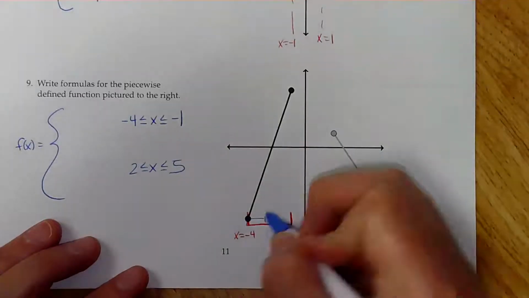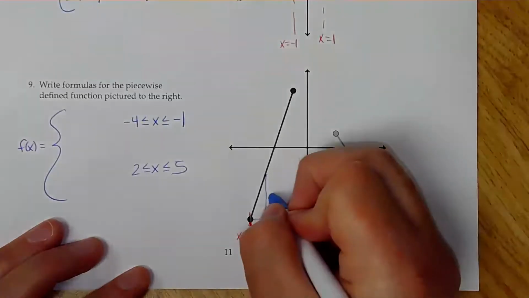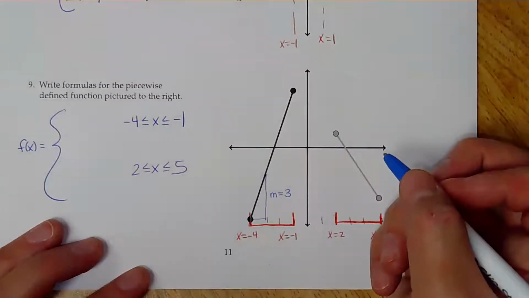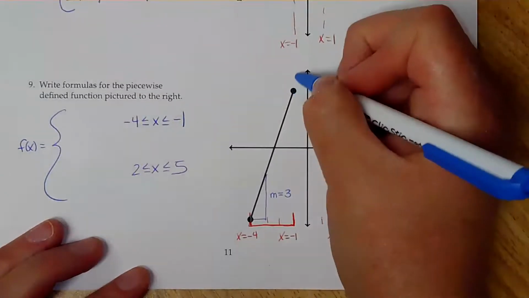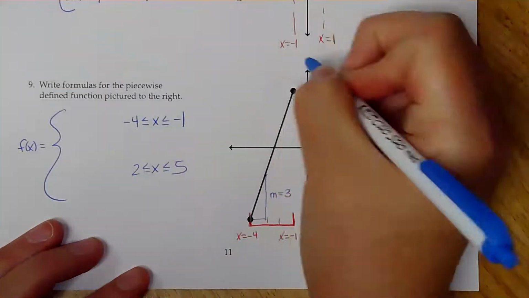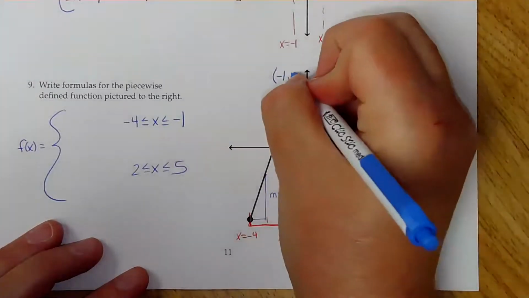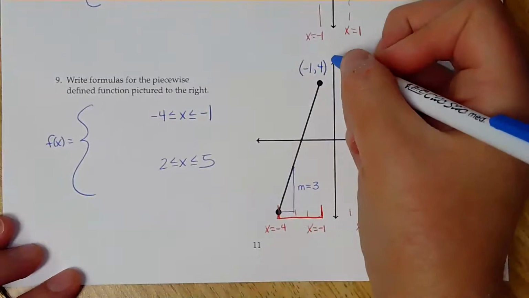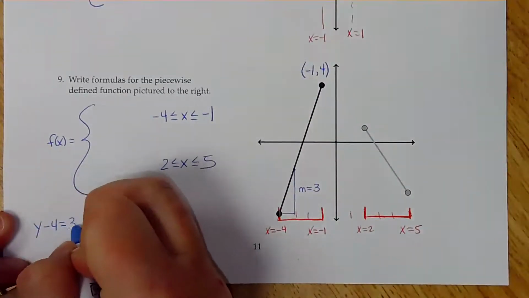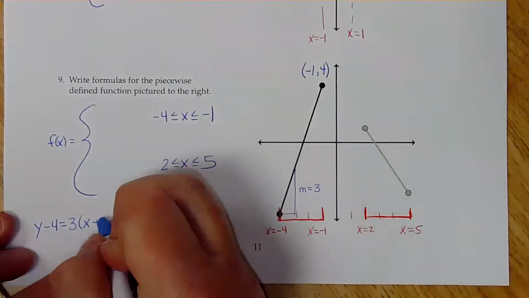This looks like it goes over 1 and up 3. So I get m is equal to 3 here. And I think it's going to be pretty difficult to continue drawing this line to find that y-intercept. So I'm going to use this point instead. This point has the coordinates -1, 4. And I'll use that point slope form. So y minus 4 is equal to 3 times x minus a -1, which makes it x plus 1.